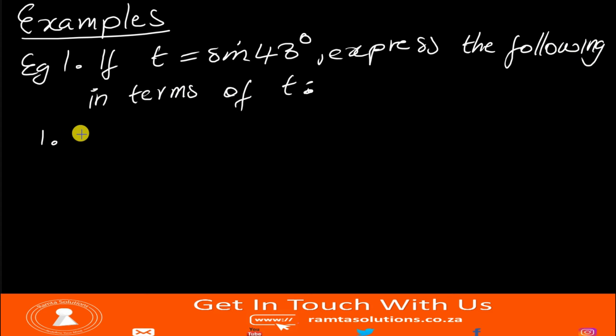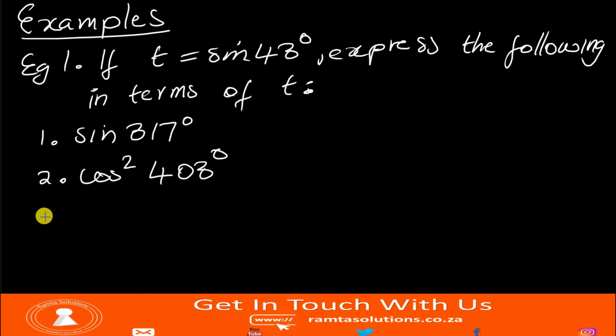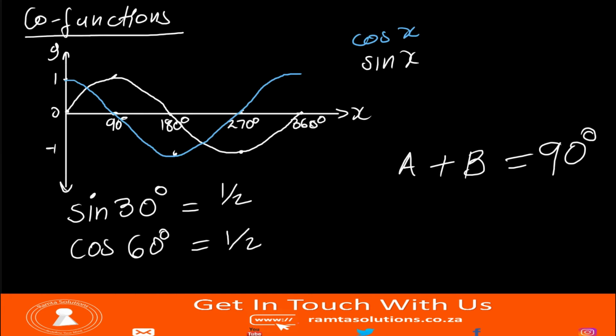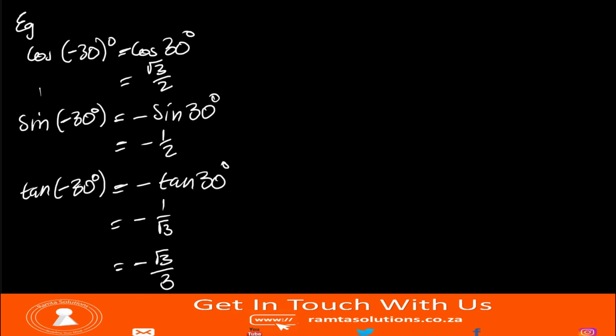Number 1, sine 317 degrees. Number 2, cos squared 403 degrees. Number 3, tan negative 43 degrees. Okay. And I think before we proceed, if you have, but it's okay, we can proceed.